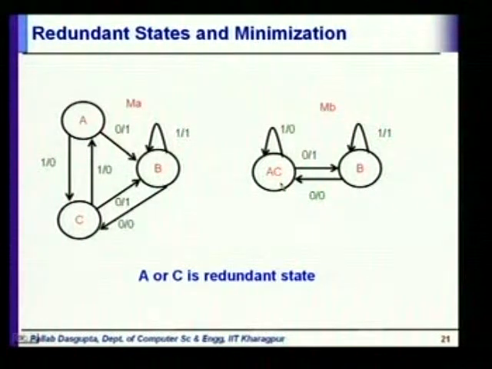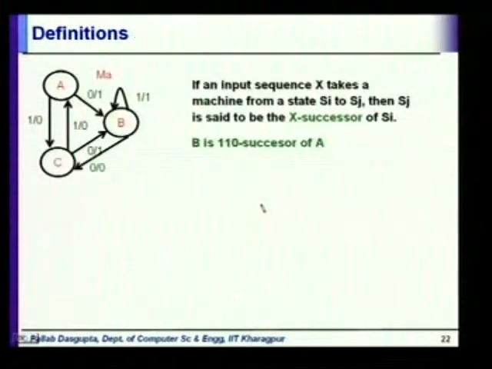All right. So, we merge the two. Now, how do we generalize this approach? If an input sequence X takes a machine from state Si to Sj, then Sj is said to be the X successor of Si. So, B for example here is a 110 successor of A.